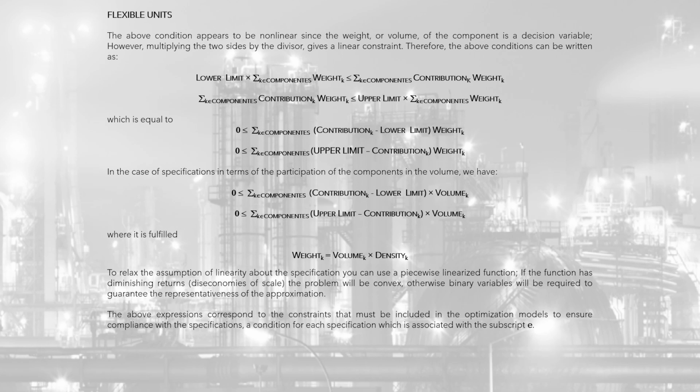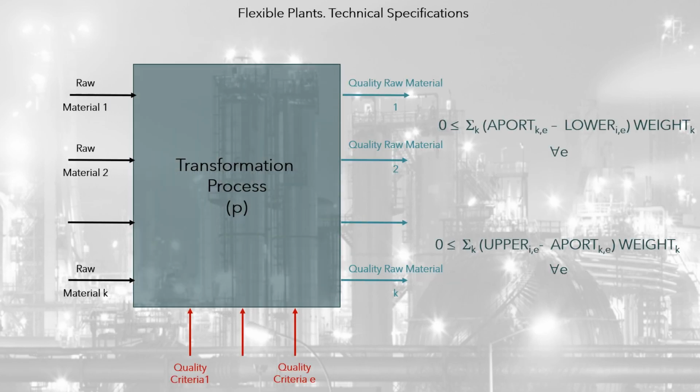Therefore, the above conditions can be written for the specifications, in terms of the participation of the components in the volume or in the weight, as: 0 is less or equal than the summation over K components of the contribution K minus lower limit, multiplied by the volume K. The process of forming technical specifications can be interpreted as each raw material contributing a differential quantity of technical specification to meet the total required, which must meet the ranges defined for each specification.